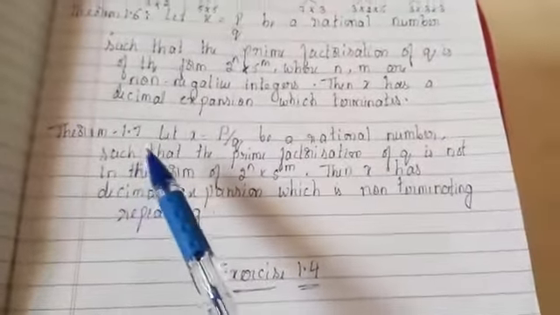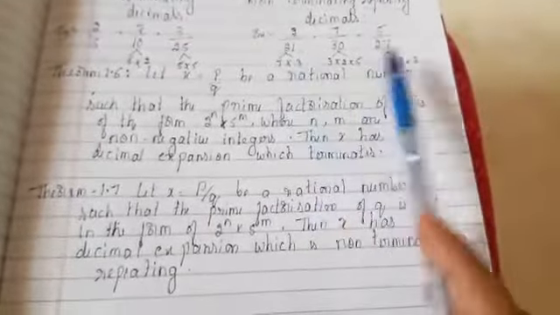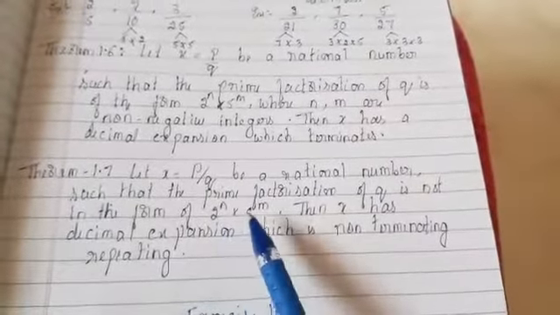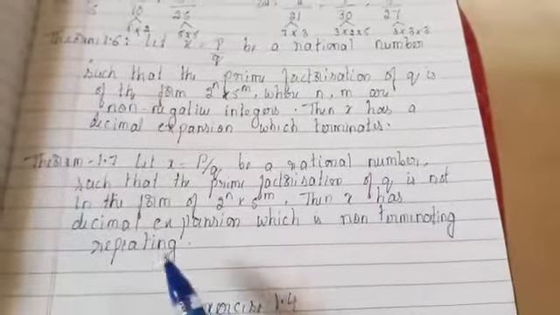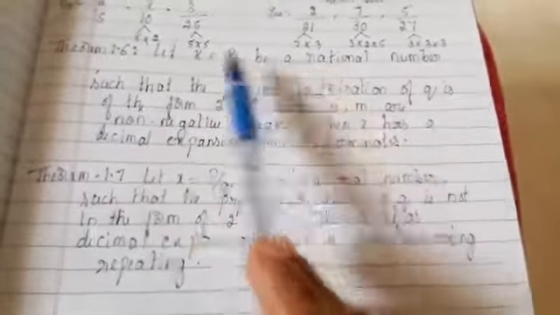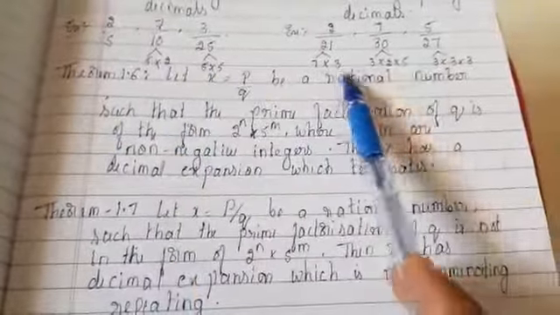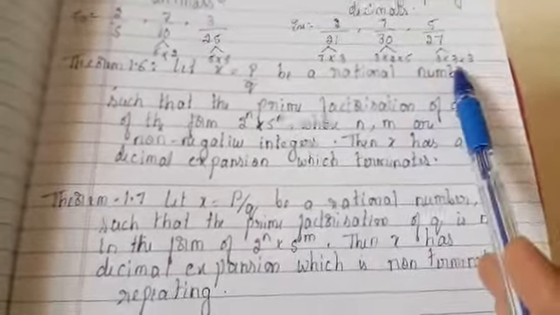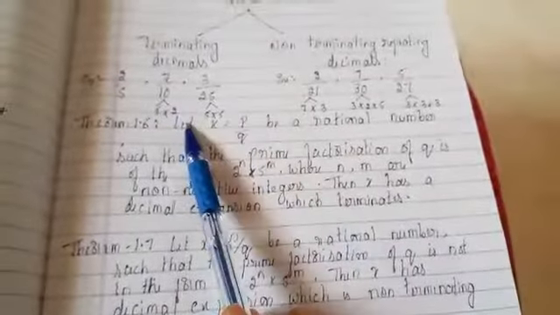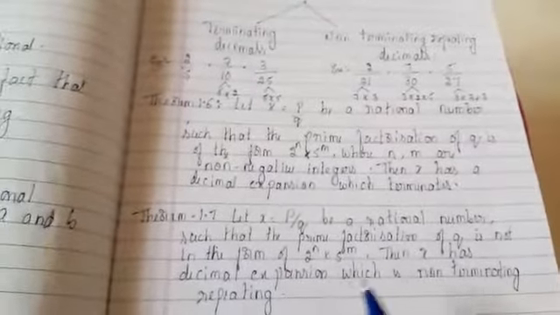Theorem 1.7 says that if the prime factorization of q, meaning the denominator, is not of the form 2 power n into 5 power m, then we say that it has a non-terminating repeating decimal expansion. You can see here that these denominators have the form 2 power n into 5 power m, but here the denominators are not of that form. Therefore, these are terminating decimals and these are non-terminating decimals. So with this knowledge, we move to the next exercise, 1.4.